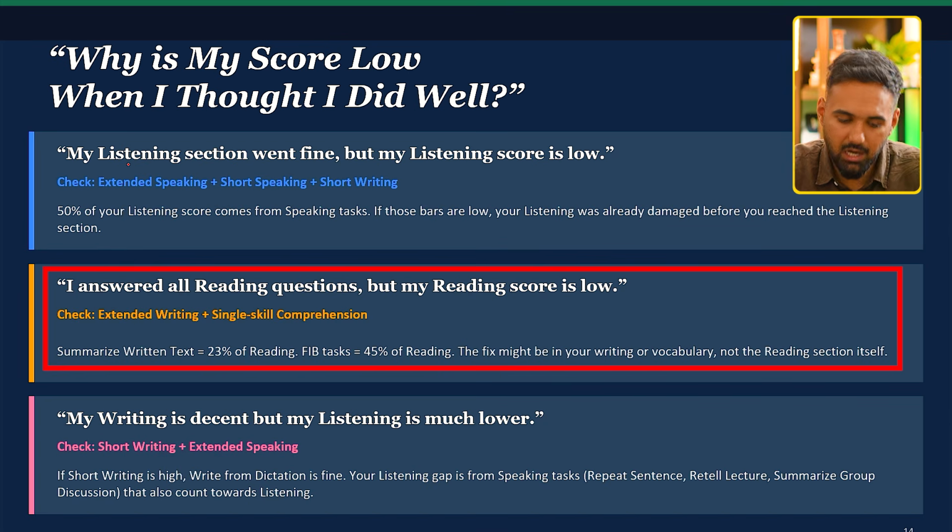Next, I did well in the reading module, but my reading score is low. You need to check your extended writing and single skills comprehension. Why? Extended writing will tell you how you did in summarize written text, because that's going to give you around 23% of your reading scores.